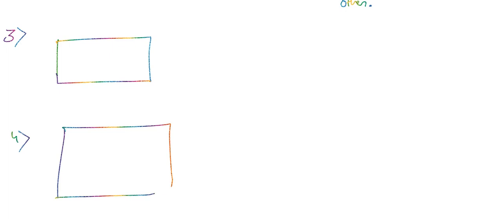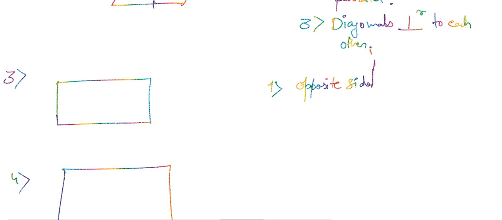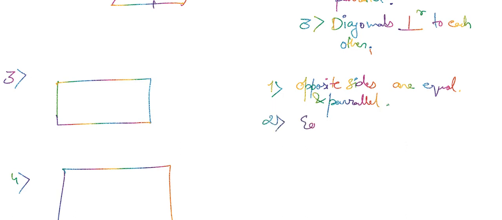I don't have to discuss much about these. You would always know this property. Opposite sides are equal, and opposite sides are equal and parallel as well. Each edge makes 90 degrees with another edge. It is also obvious.